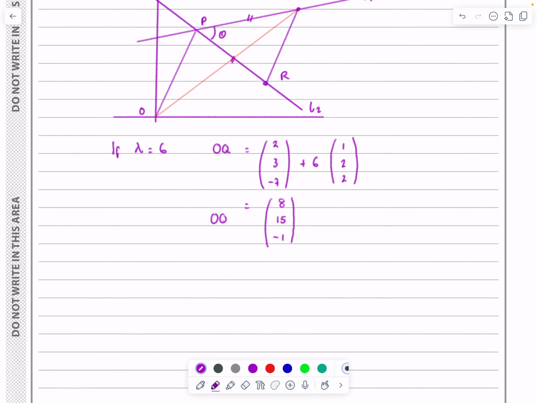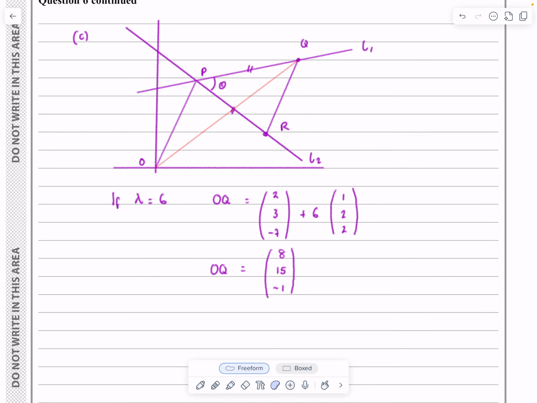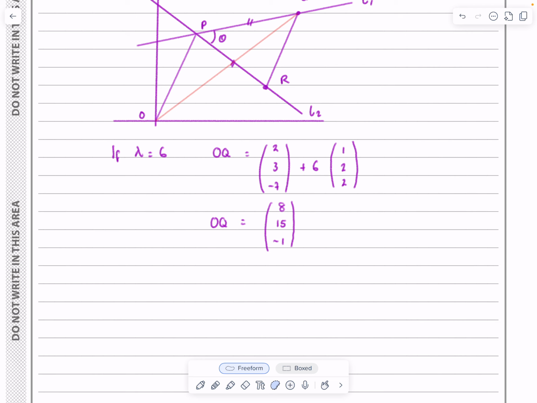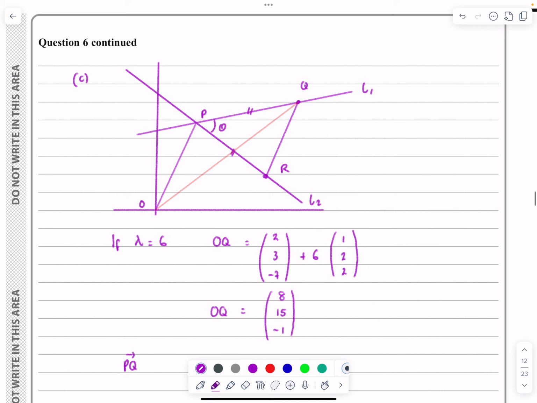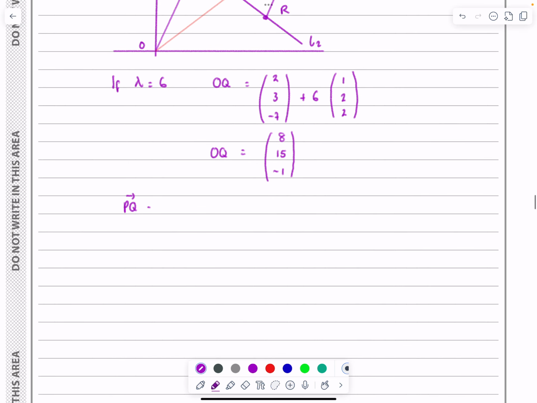It's not OQ that I want though. Let's just tidy this up. It's not actually OQ I want, it's PQ I want, because PQ is one of the lengths of my triangle. So PQ, how do I get PQ? Well, looking at the diagram there, PQ is PO plus OQ, isn't it? And PO is minus P. So PQ, up to you how much of this you want to show. Obviously, it's a long question already, but PO would be that.